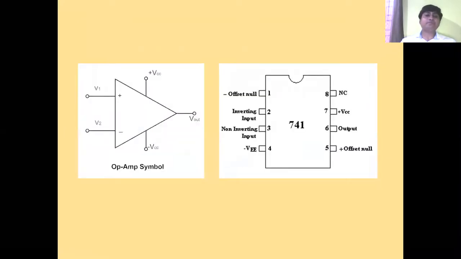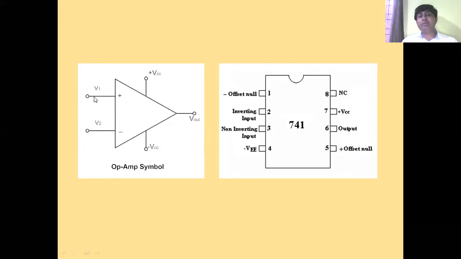Now coming to the second point, that is the symbol of the op-amp. So here you can see that this is the symbol of the op-amp. Usually we represent an amplifier by using this symbol, but in a normal amplifier, instead of two inputs we will have only one input and one output. But here it is observed that for the op-amp symbol, we have to use two inputs. That means V1 is one input, V2 is the other input. The first input is marked with the plus sign, that means the non-inverting terminal. The second is marked with the negative sign, that means the inverting terminal.